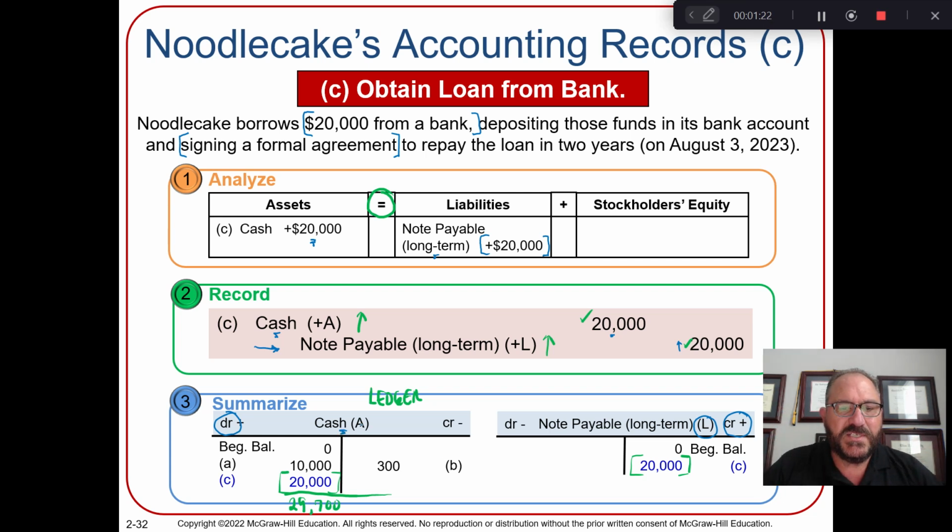See, cash is an asset. It increases with the debit. Note payable is a liability. It increases with the credit. So you see, all debit and credit mean is left and right. A lot of students think of their debit card or credit card. Forget that. That's not accounting.